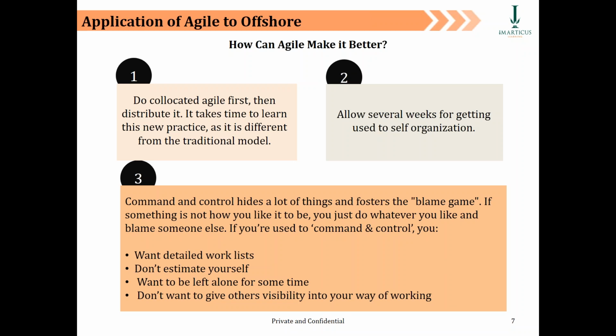Third principle: command and control hides a lot of things, and it encourages something called the blame game. If something is not how you like it to be, you just do whatever you like and blame someone else, right? And this is how you use command and control. If you're used to that kind of an environment, which to be very honest with you, does happen in waterfall, you want a detailed work list. You don't estimate yourself. You want to be left alone for some time. You don't want to give others visibility. You want to take the credit by yourself. That's not how an agile shop is likely to work. That's not the way you have to make Agile work.